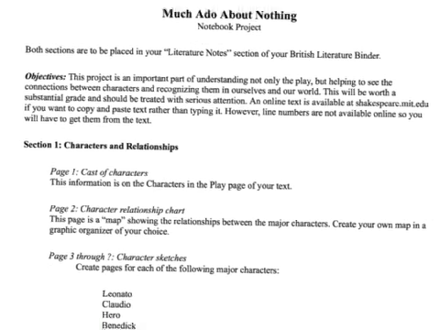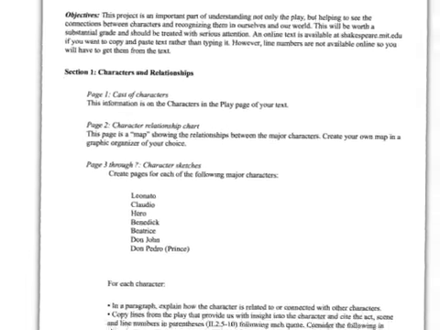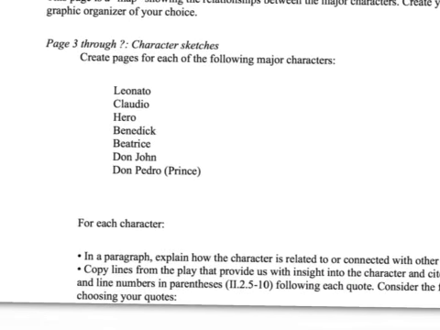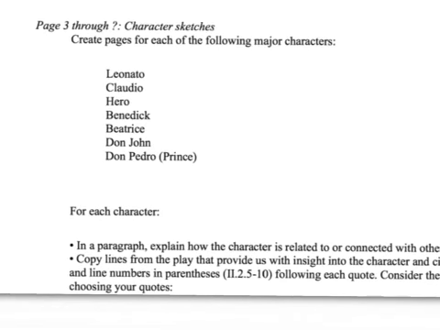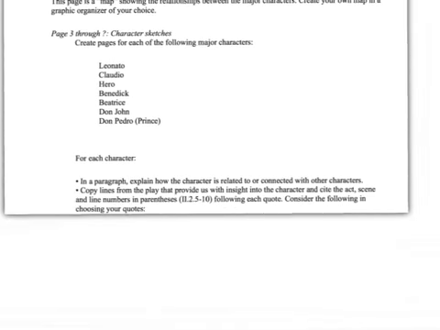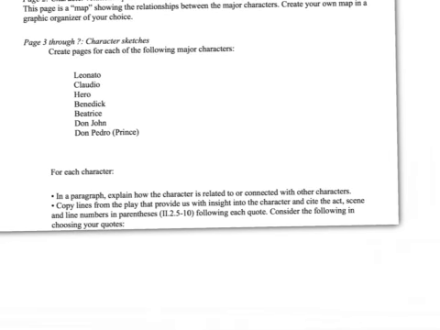Okay, this is instruction for the notebook project. We are on page 3 through question mark right here, where we're looking at the character sketches. You're going to create single pages for each of the following characters: Leonardo, Hero, Benedict, Beatrice, Don Pedro, and Don John. For each character on each of those pages, you're going to explain how the character is related or connected to other characters. So you want relatives, relationships, that kind of thing.